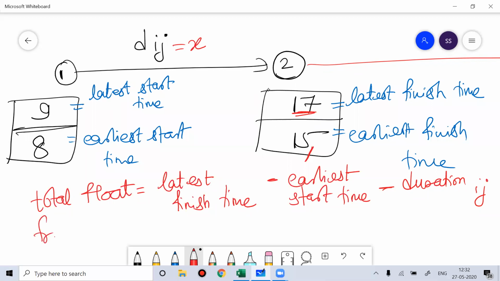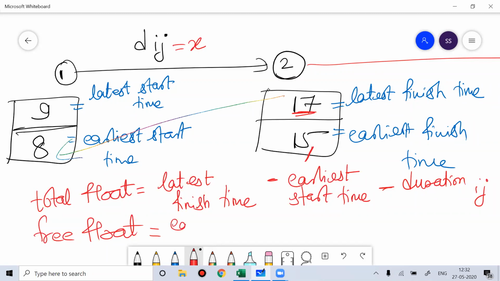Then we calculate something called free float. This total float, free float and all, I'll do tomorrow. Right now, I'm just giving you a little bit of information. Total float means you'll go back, like this. This is total float, 17 minus 8 minus duration. Then we'll talk about free float.